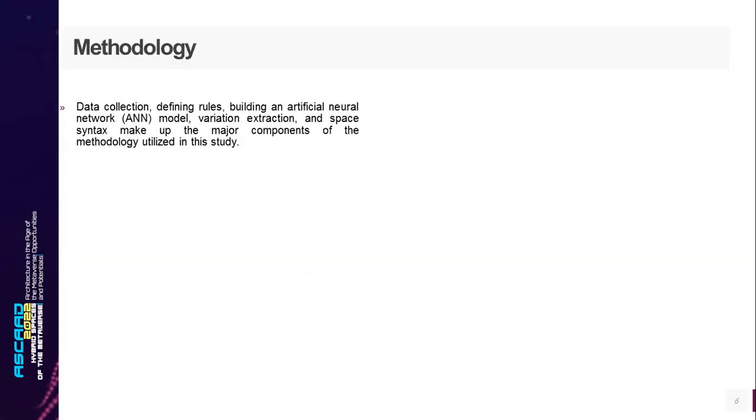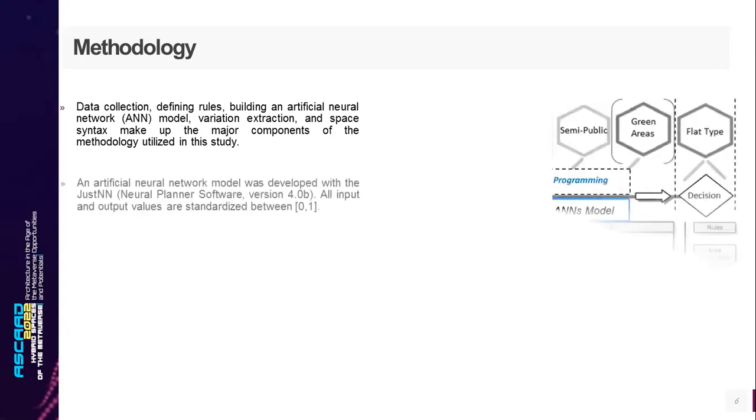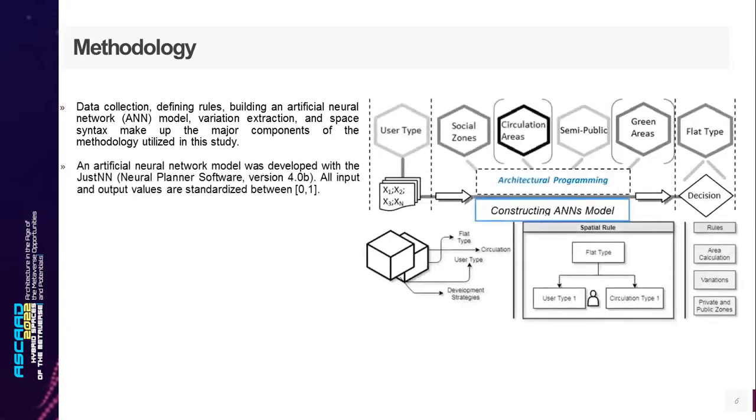Data collection, defining rules, building an artificial neural network model, variation extraction, and space syntax make up the major components of the methodology utilized in the study. An artificial neural network model was developed with the JustNN tool. All input and output values are aligned between 0 and 1.